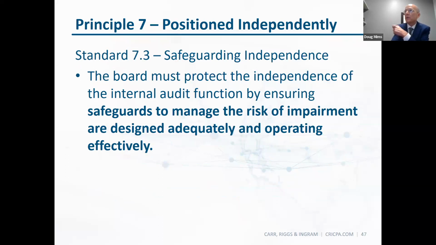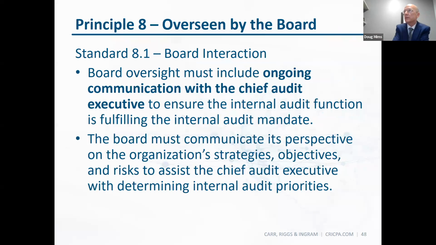7.3, safeguarding independence. The board must protect independence of the function by ensuring that appropriate safeguards are in place and they're designed adequately and operating effectively. So you don't want management to have undue influence over the internal audit function, particularly if they're not independent, and they likely would not be. So that's what that's referencing.